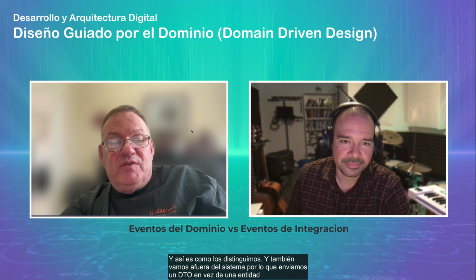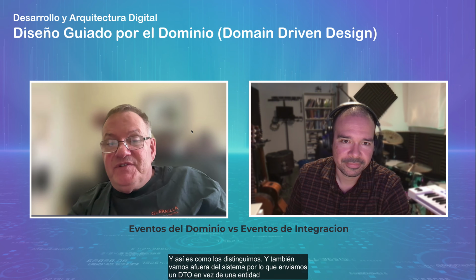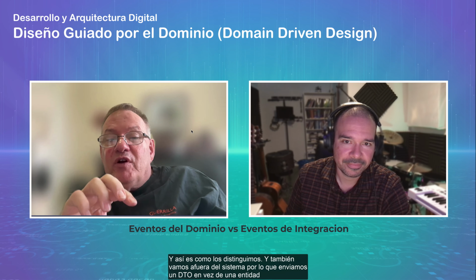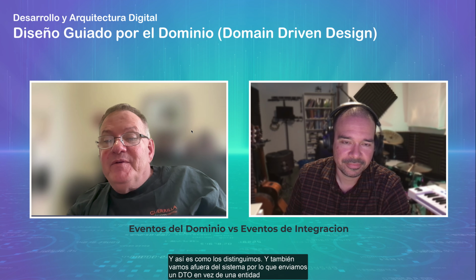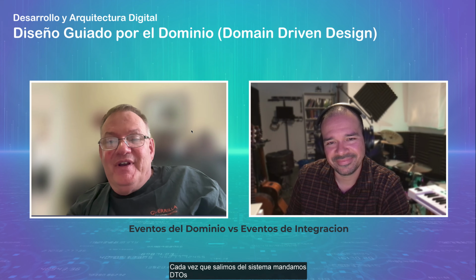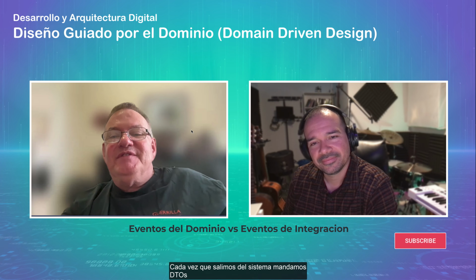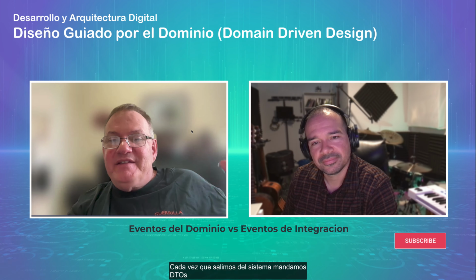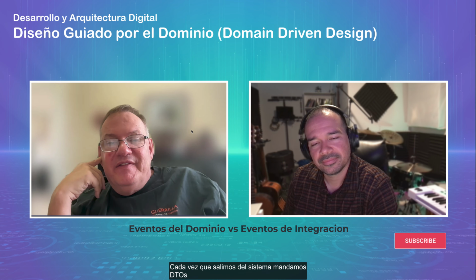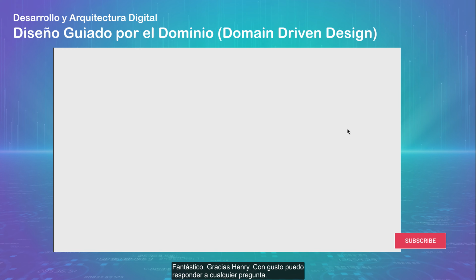And generally, remember, you're going outside of your system now. So what you're sending across the wire is not an entity, but a DTO. Right, and so DTOs are sent. Exactly. So anytime you go outside your service, you're passing DTOs over the wire, and that holds true for events as well. Fantastic.